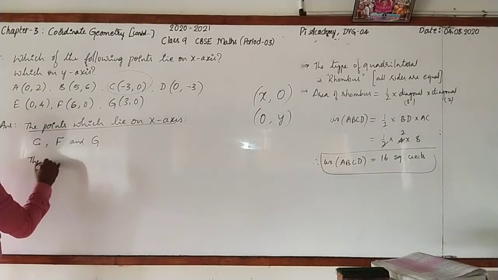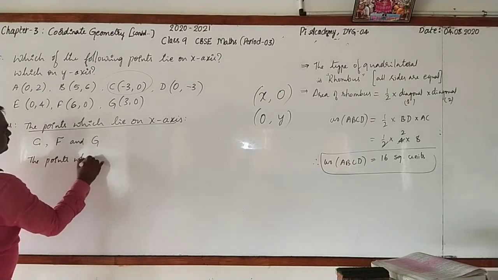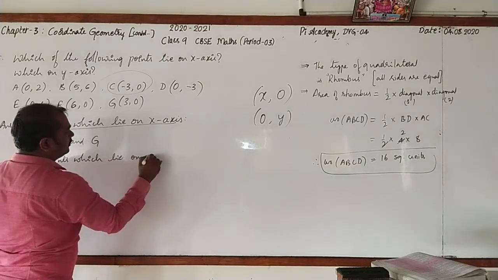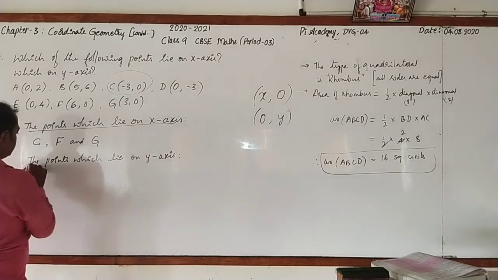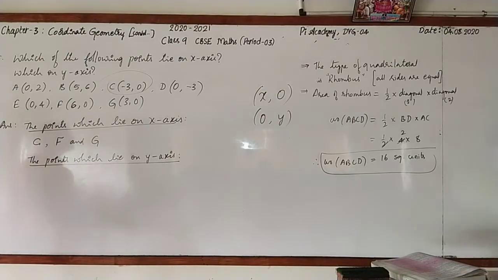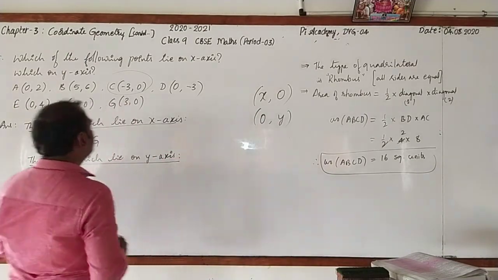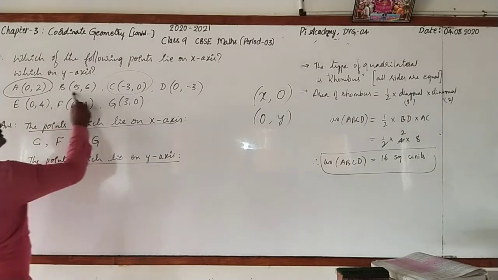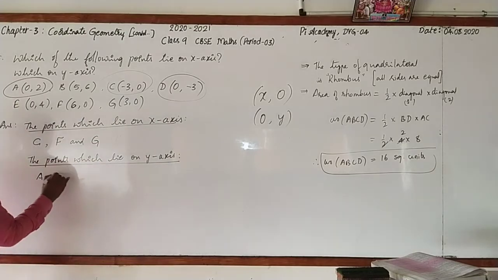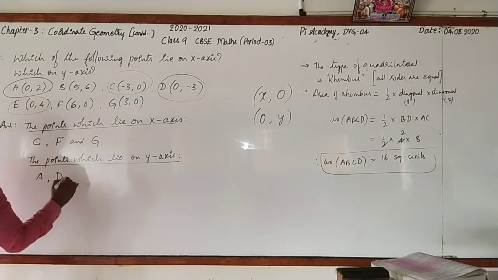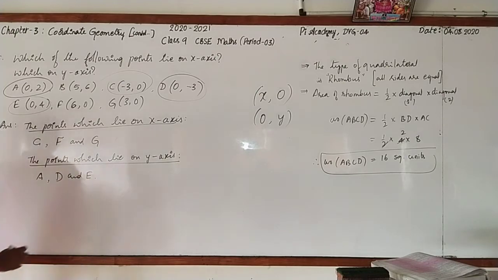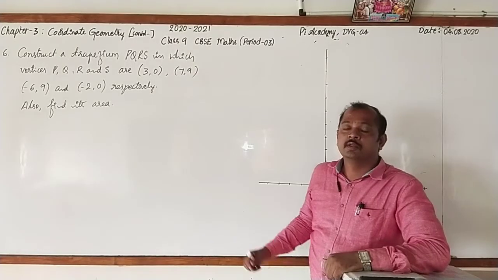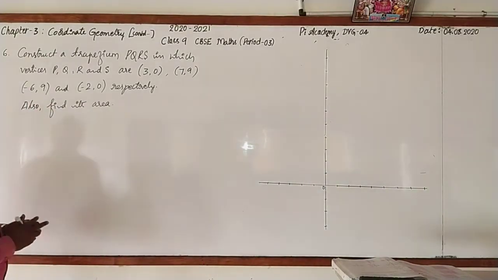Next, I'll write the points which lie on the y-axis. Yes, on the y-axis, the general form is (0, y). It is A. Again, (0, y). It is D. (0, y). It is E also. These are the points. Is it not simple? Yes. Please go for copying this from here to here.